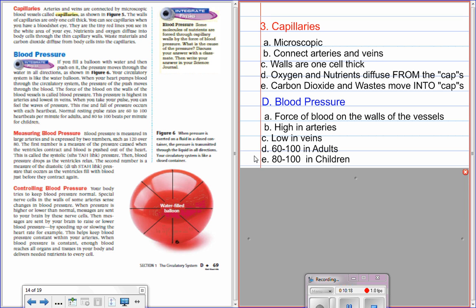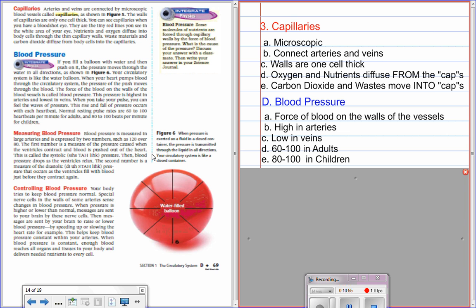Blood pressure is measured in large arteries and expressed by two numbers, such as 120 over 80. The first number is a measure of the pressure caused when the ventricles contract and blood is pushed out of the heart. This is called the systolic pressure. Then blood pressure drops as the ventricles relax. The second number is a measure of the diastolic pressure that occurs as the ventricles fill with blood just before they contract again. Okay? Let's read that again.